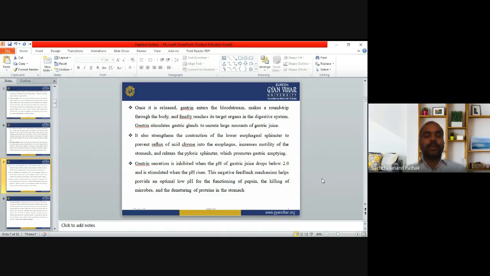And second thing, it will increase the motility of the stomach and relax the pyloric sphincter. The motility of the stomach will be enhanced, and the pyloric sphincter will be relaxed. So food will rapidly pass from the stomach to the duodenum. So अगर गैस्ट्रिन रिलीज हो रहा है तो गैस्ट्रिन एक तो एसिड प्रोडक्शन को बढ़ा देगा, ठीक है. दूसरा जो रिफ्लक्स होता है फूड का, जो फूड वापस इसोफेगस में आ जाती है, बर्निंग सेंसेशन होता है, वो नहीं होगा क्योंकि कॉन्ट्रैक्ट कर रहा है.